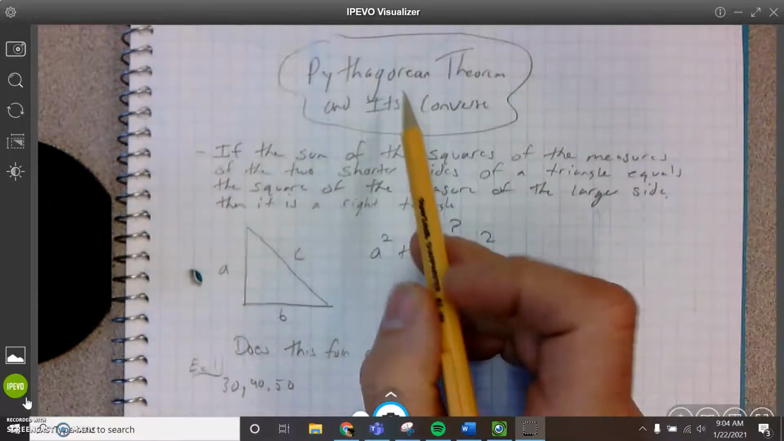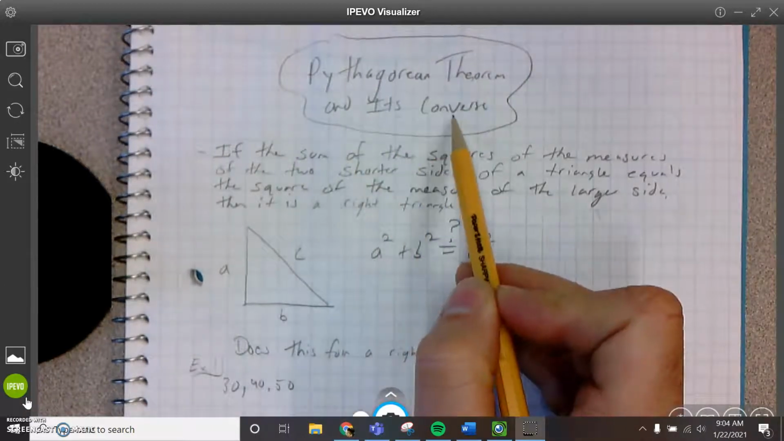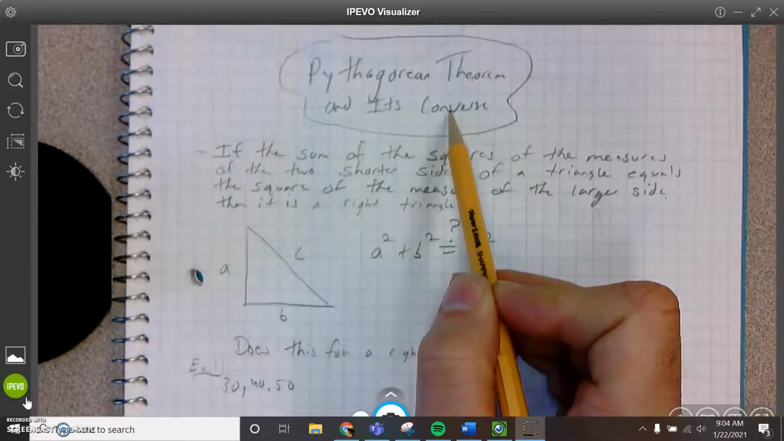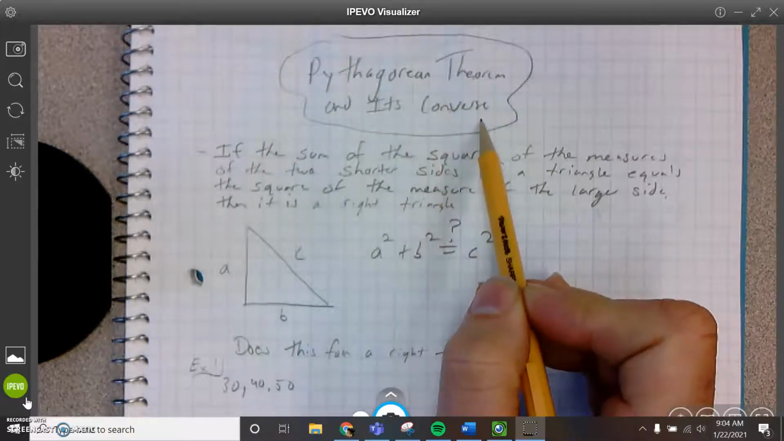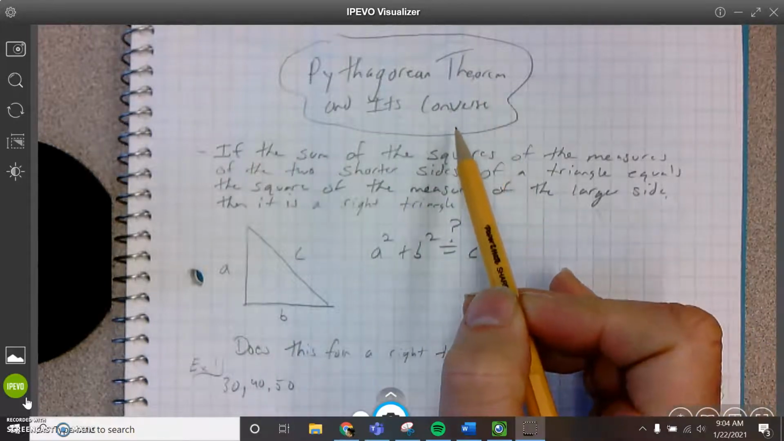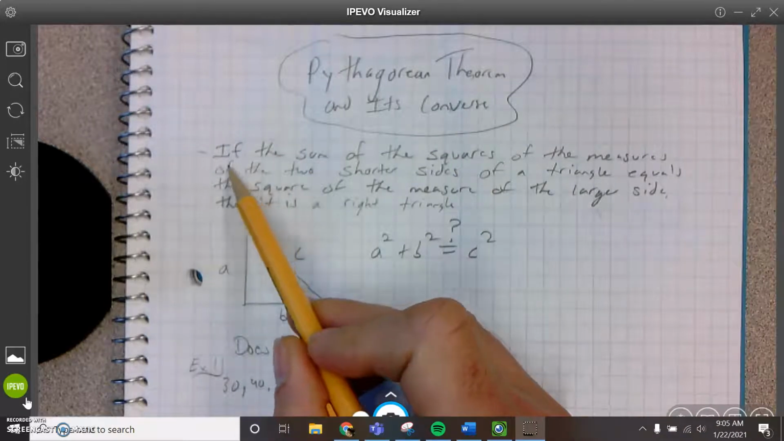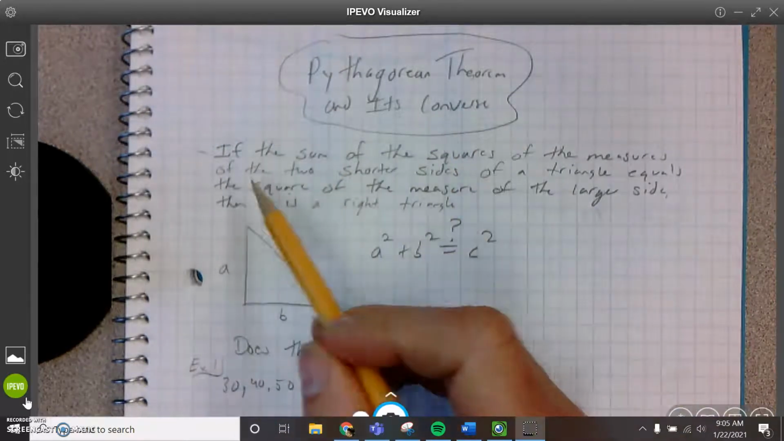Okay, today we're going to do the Pythagorean theorem and its converse. So we're kind of doing the opposite of the Pythagorean theorem. We're kind of doing it backwards. What does that mean? Well, copy this down, make your paper look like mine.